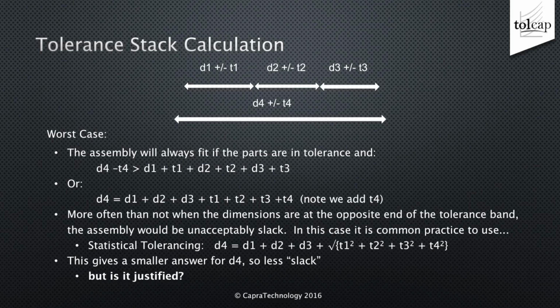More often than not, when the dimensions are at the opposite end of the tolerance band, the assembly would be unacceptably slack. When all the dimensions come out on nominal, the gap is the sum of the tolerances, and when D4 is at maximum tolerance and the blocks are on minimum, the gap is twice the sum of the tolerances.